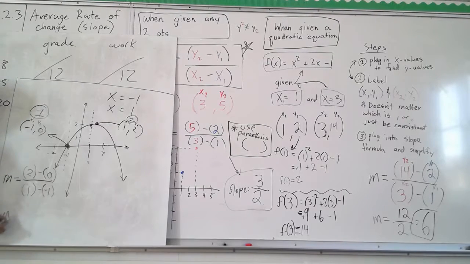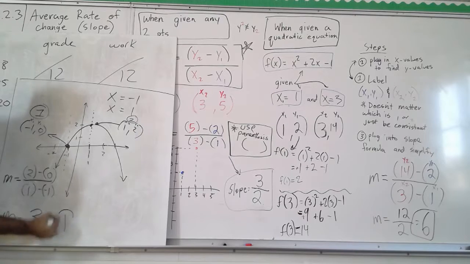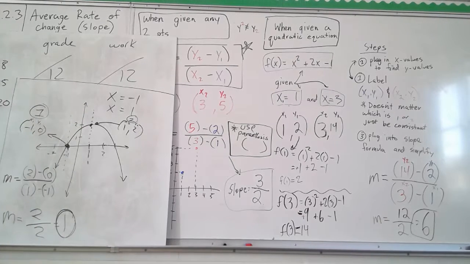So slope is, what's 2 minus 0? 2. Negative times a negative gives us a positive. So 1 plus 1 is also 2. So our rate of change is +1. We're going to have this kind of situation for, I think it's numbers 3 and 5.